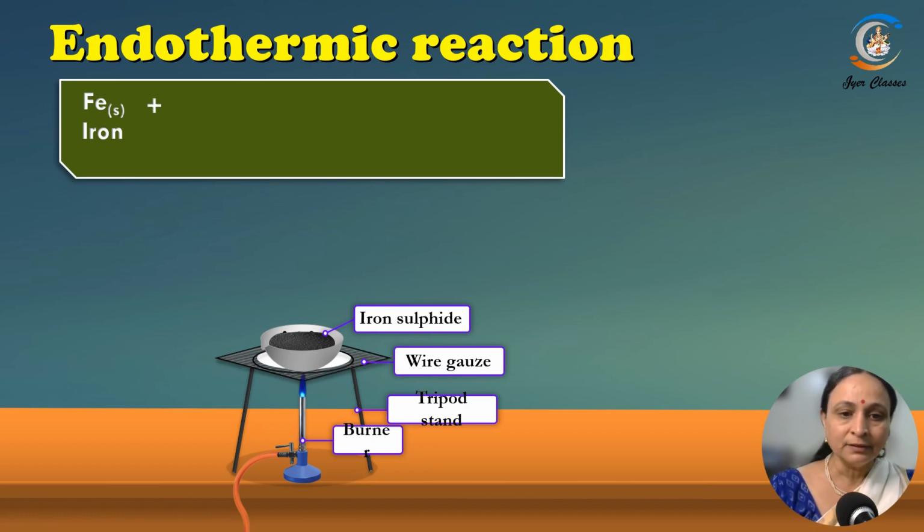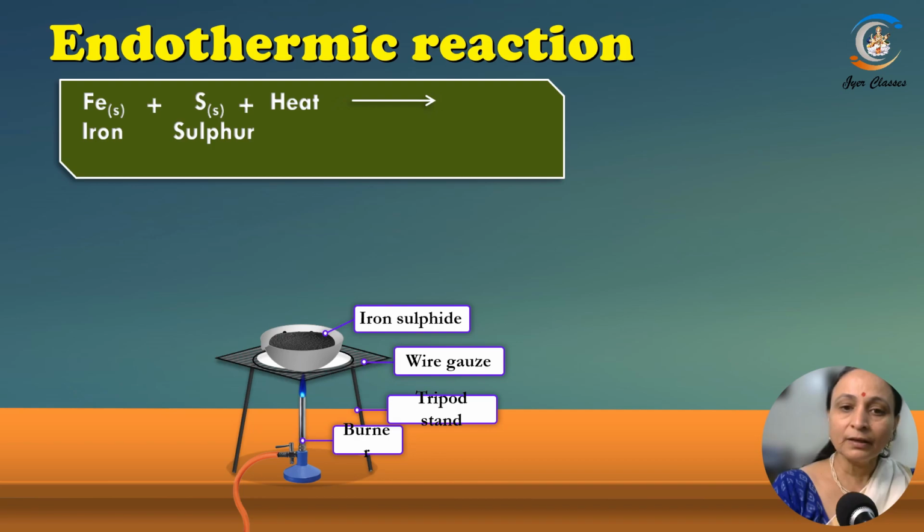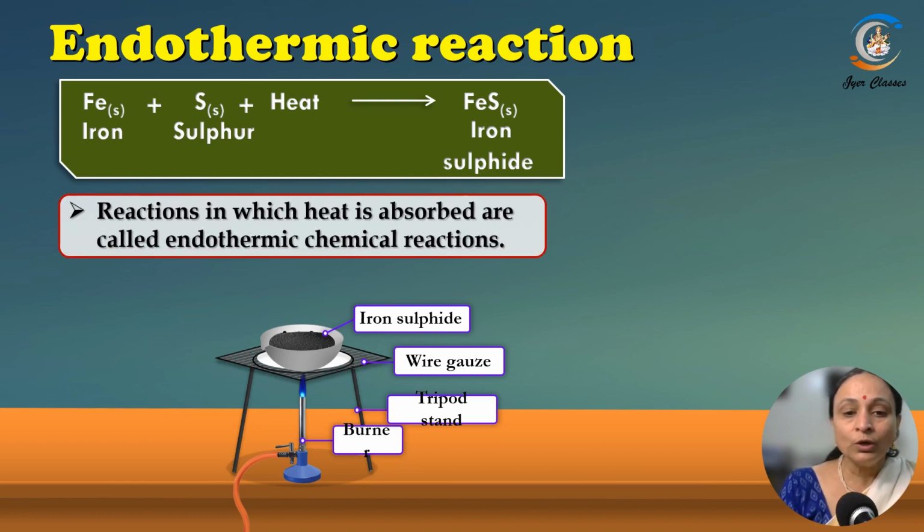So iron, which is Fe, reacts with sulfur, which is S, to give a substance that is iron sulfide, या फिर it is also called ferrous sulfide, right? Now this reaction takes place only and only on giving heat to it, otherwise this reaction does not happen at all, right? So such a reaction in which heat is absorbed is called an endothermic reaction.